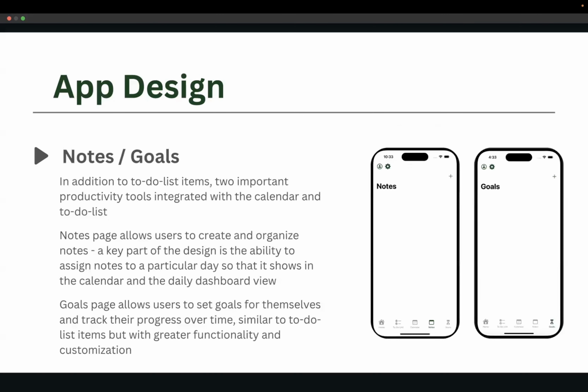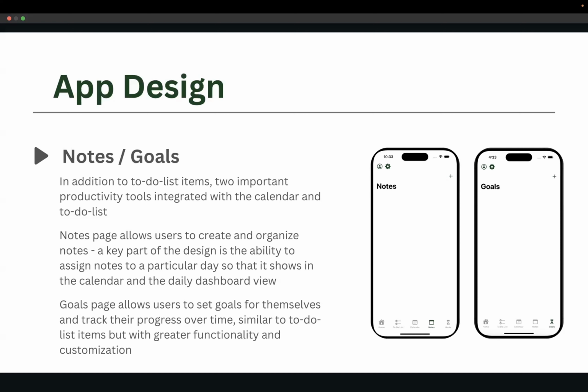All right, so the next two items on the main menu are the notes page and the goals page, which are not fully developed currently. But they provide two important productivity tools that are also designed to be integrated with the calendar and to-do list for the user. So the notes page allows users to create and organize notes, which is a key part of the design, in allowing the user the ability to assign notes to a particular day so that these would also show up in the calendar and then also show up in the daily dashboard view on the home page.